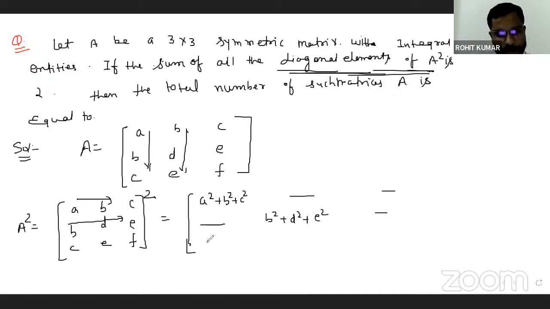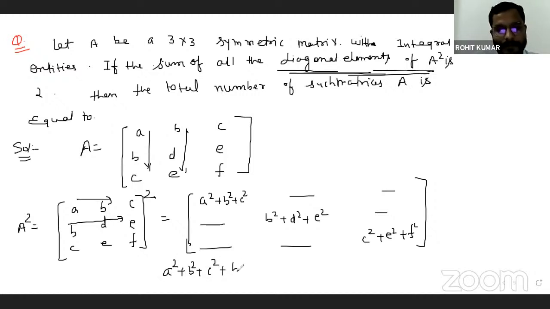Now, I hope it is clear to you guys that without doing anything, we can write C square plus E square plus F square. So when we add all these three, we'll have A square plus B square plus C square plus B square plus D square plus E square plus C square plus E square plus F square. This is the sum of all the diagonal elements of A square.